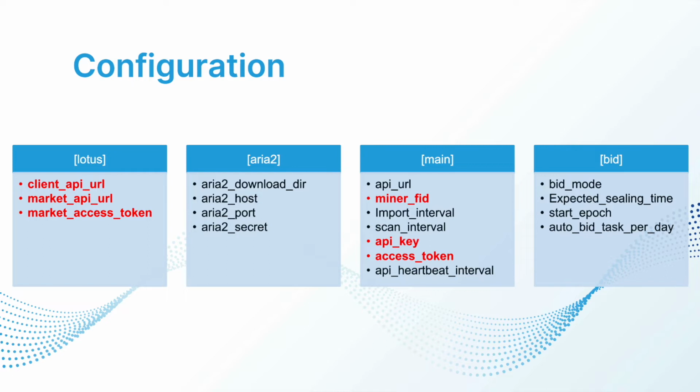Market Access Token refers to the access token of the Lotus Market Web API. In the case where the Lotus Market and Miner are not separate, this also can be represented as the access token of the Miner access token. Let us move to the second section of the configuration, ARIA2. ARIA2 download dir is the directory where offline deals will be downloaded for importing. ARIA2 host refers to the ARIA2 server address.